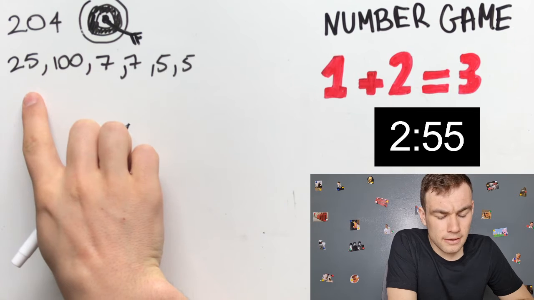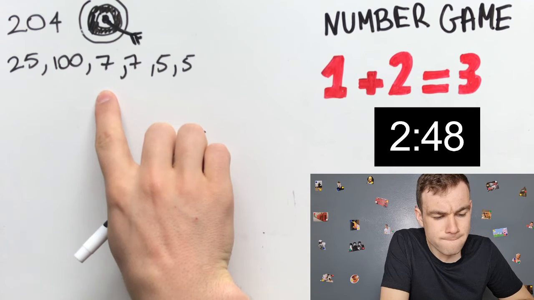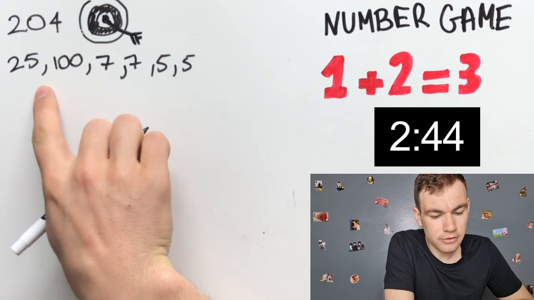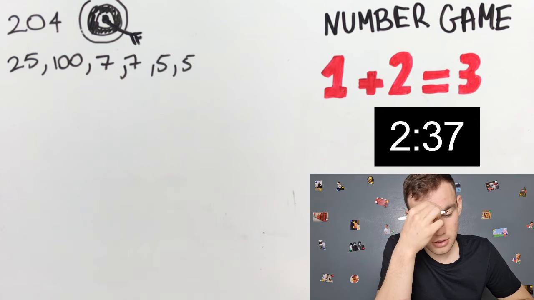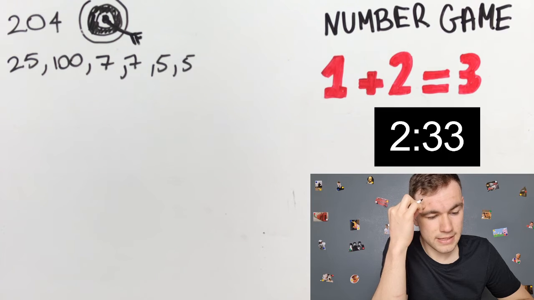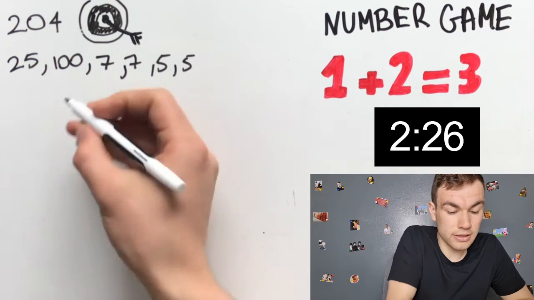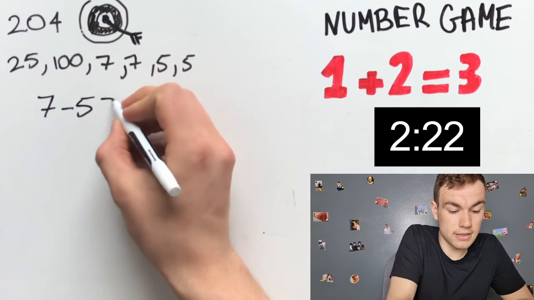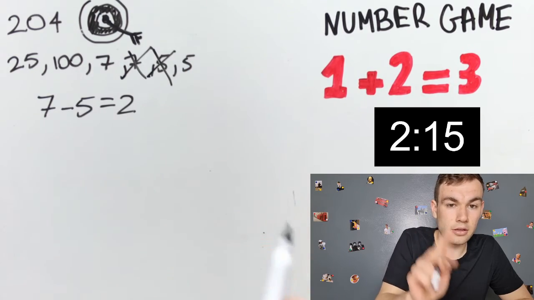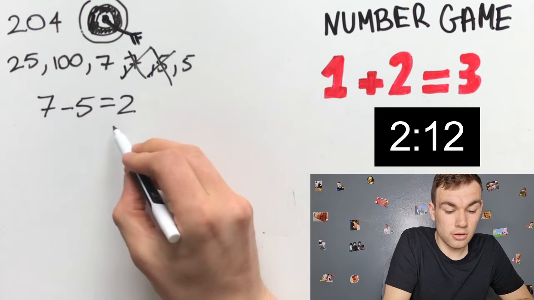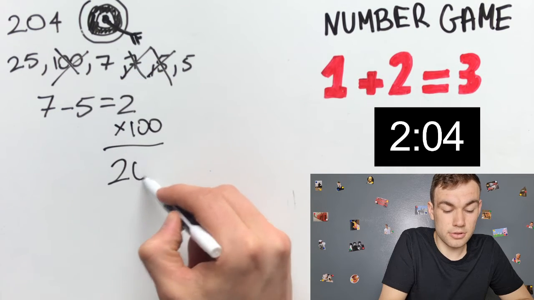Okay. Hmm. 25 multiplied by 5 is 125. 25 multiplied by 10. Okay, let's see. 7 take away 5 is equal to 2. So we lose 1 7, and we lose 1 5, and we gain 2. Okay, 2 multiplied by 100, so we lose 100, is equal to 200.